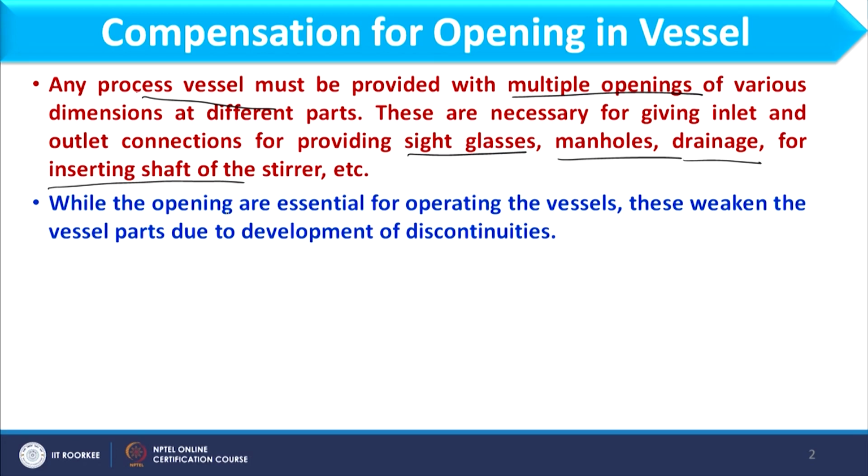In a similar way, when I am discussing openings in a metal sheet, these openings make the metal sheet weak in comparison to a regular sheet. While the openings are essential, we cannot deny them because they are compulsory for the operation to be carried out, and these weaken the vessel part due to development of discontinuity. So, in a regular sheet when we have a hole, it creates discontinuity and due to that it becomes weaker. Let us have more discussion on why it becomes weak.